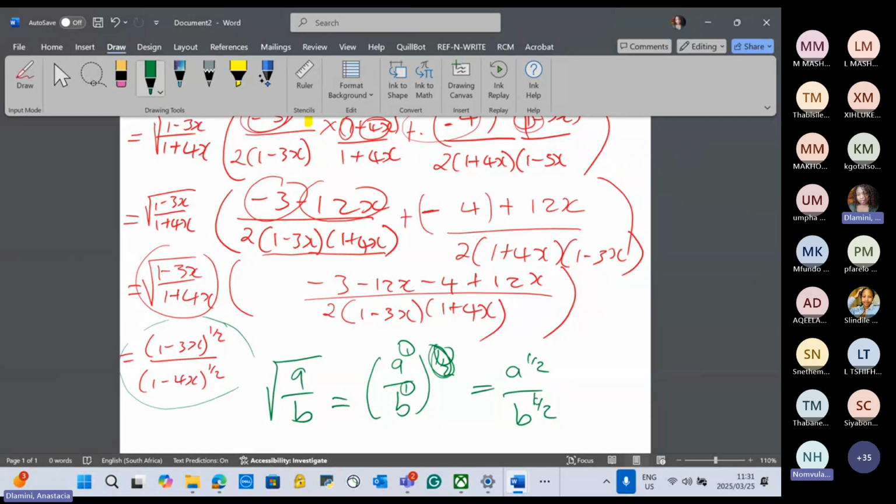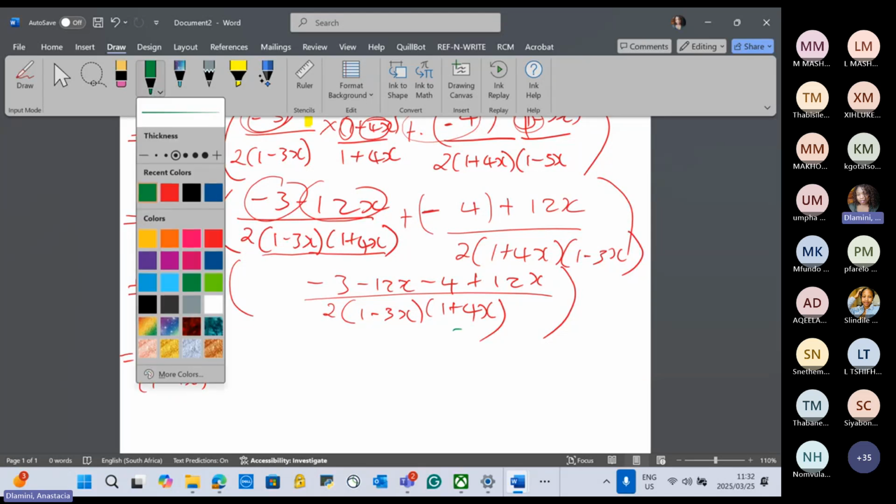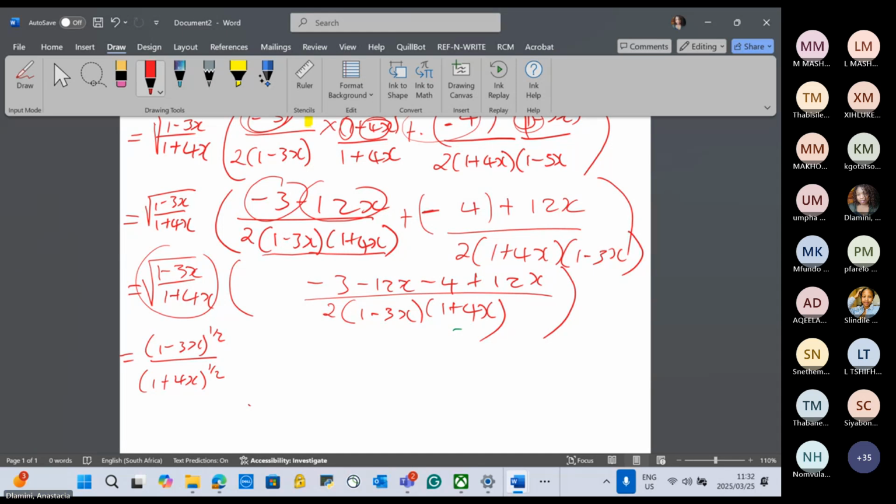Are we all together there? Yes, ma'am. Sorry, ma'am, the denominator there, I think it's supposed to be 1 plus 4x. What did I write? Minus. Oh, guys, I'm sorry. The denominator is 1 plus 4x. I was looking at it here. Thank you. Are we together there? Yes, ma'am.